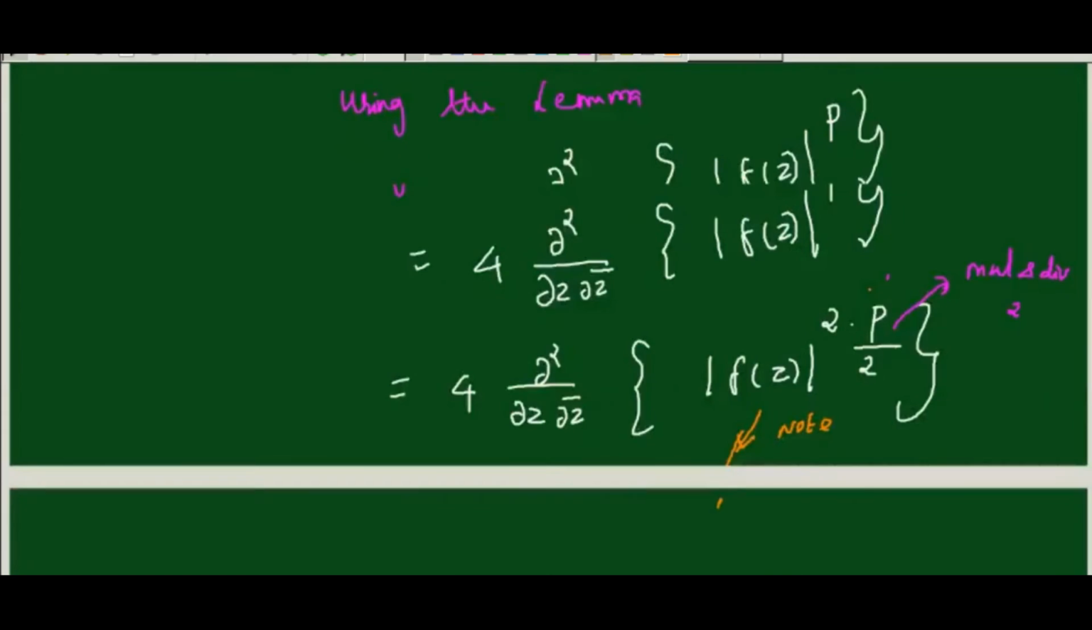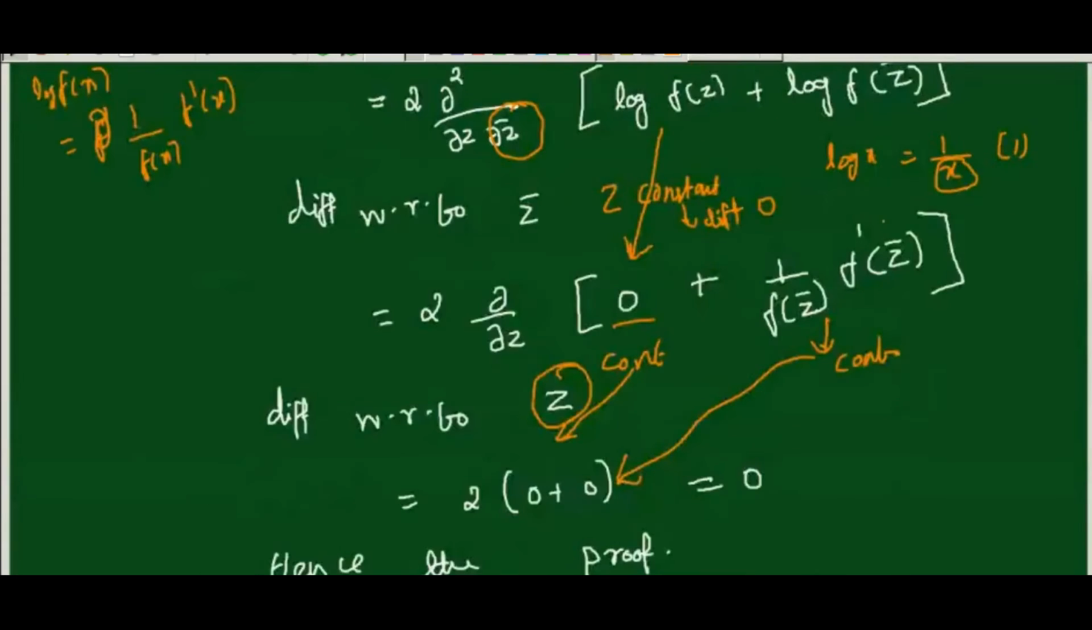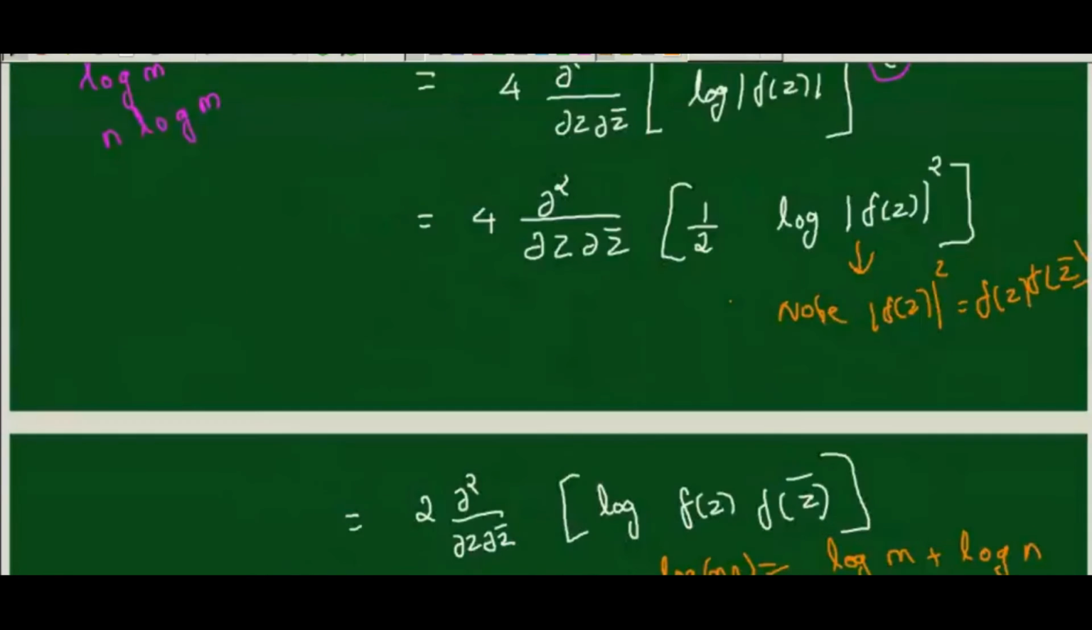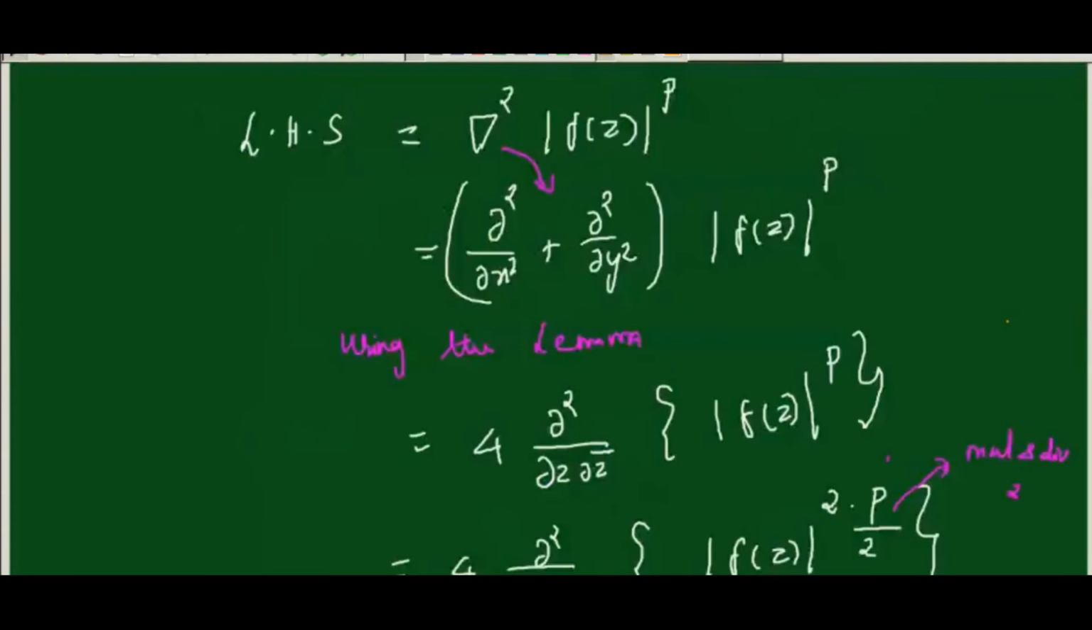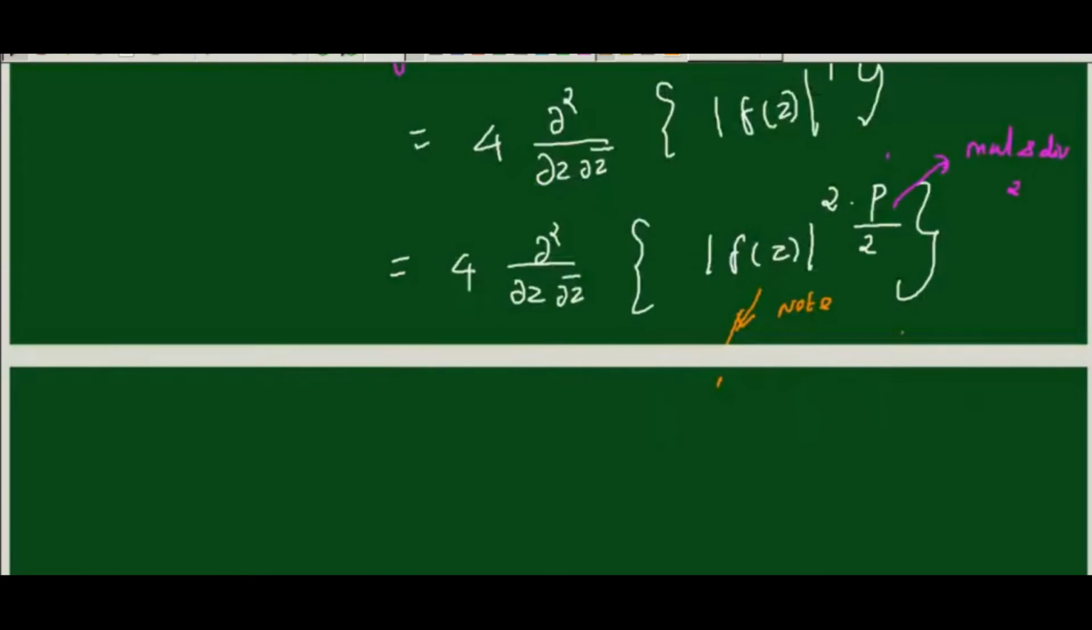So what does the note say from the previous problem? The note is, here I have written: f of z whole square is equal to f of z into f of z bar. So again I'm going to use the same note.